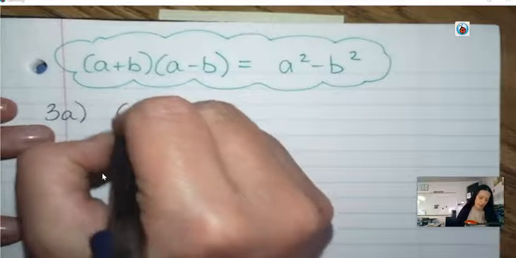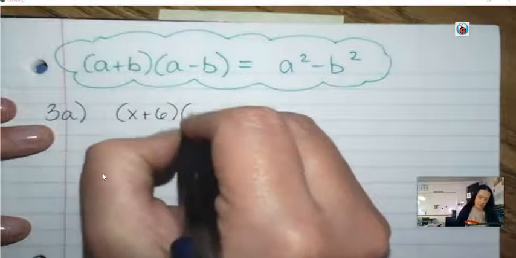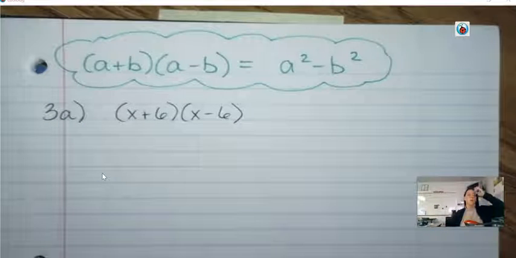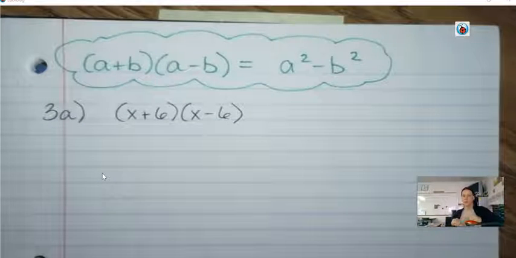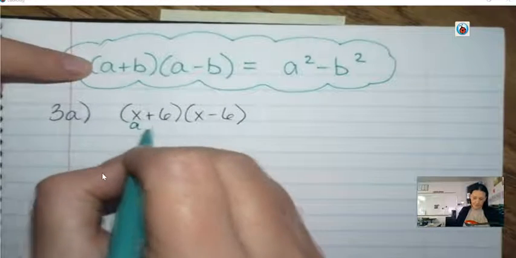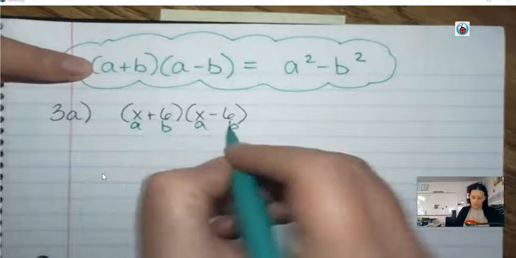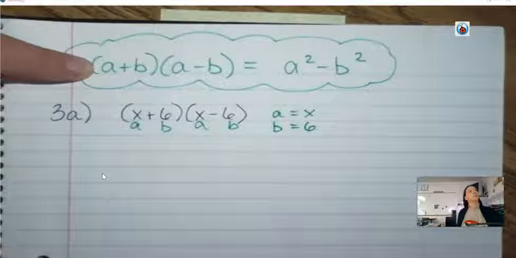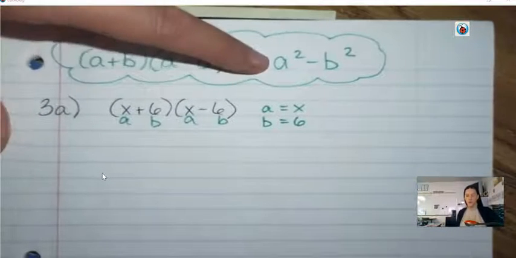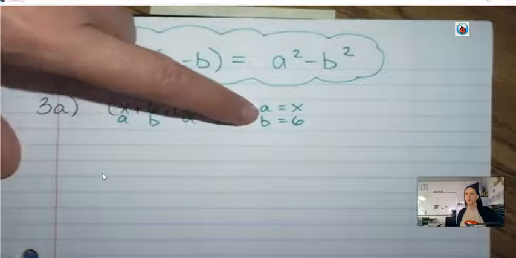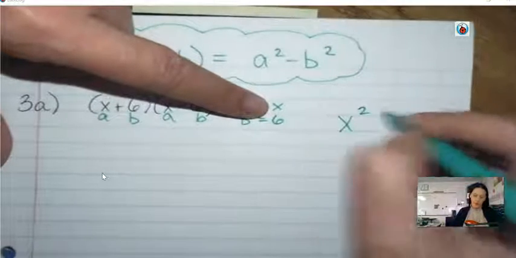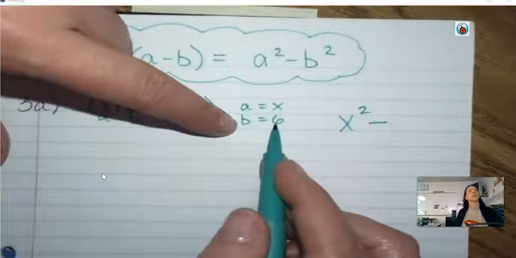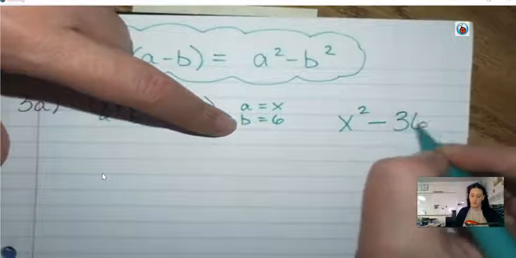3a says x plus 6 times x minus 6. Okay, this time I'm going to do the shortcut first. So a and b. a is the letter x, b is the number 6. So your answer is going to be whatever the a value is squared. So the a value is x, so x squared, minus the b value squared. b is 6. 6 times 6 is 36.